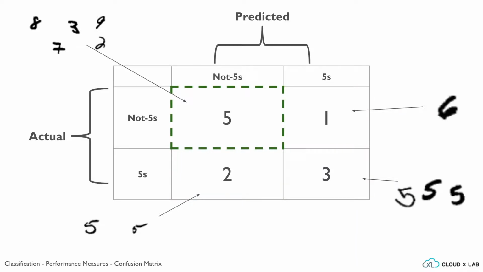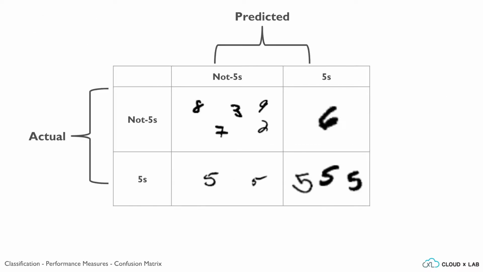In this matrix, there are total 5 cases where non-5s are correctly classified as not 5s. Similarly, there are total 3 cases where 5s are correctly classified as 5s, while there are total 2 cases where 5 is classified as not 5 and 1 case where non-5s are classified as 5. If a dataset has 10 classes, the confusion matrix will have 10 rows and 10 columns. Here is the illustrated view of the confusion matrix. Let's understand the terms associated with the confusion matrix.